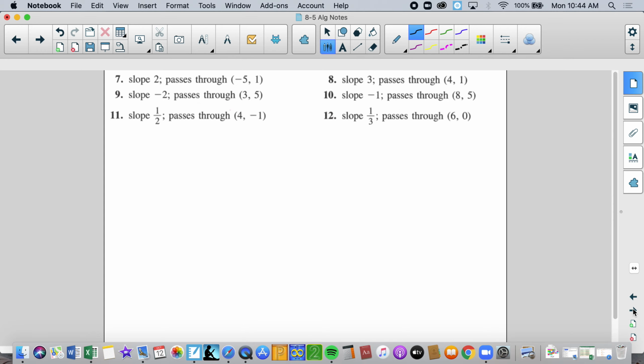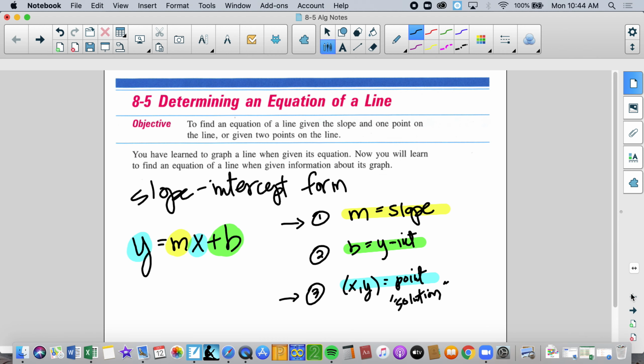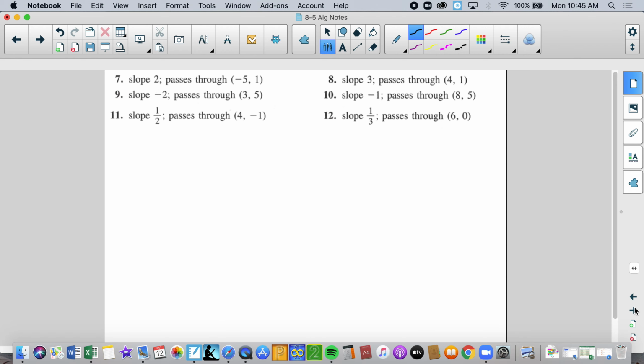Good. Now let's try this one. So what are the 2 things I'm given? Go back to that first page. Am I given the slope, the y-intercept, or a point? I need 2 of those 3. So I see clearly I've been given the slope and I've been given a point.